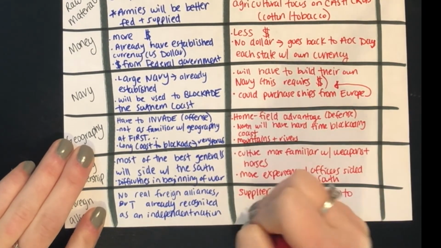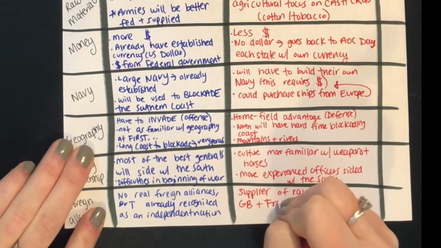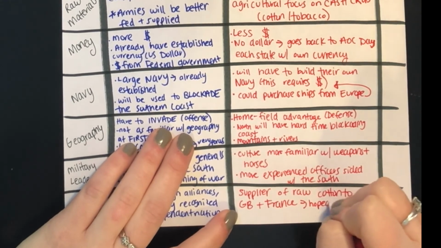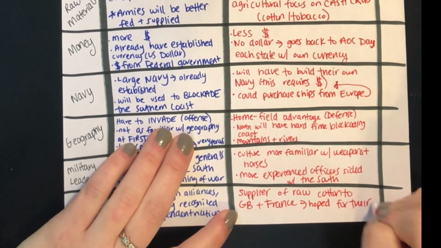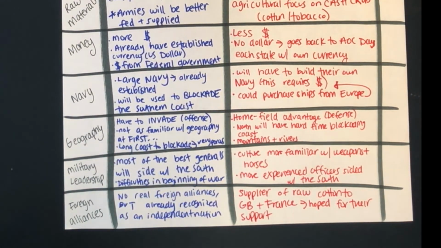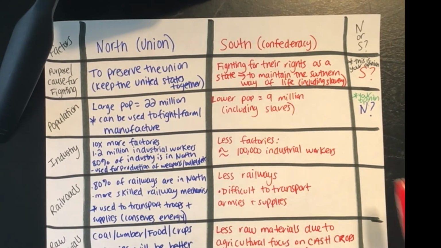Okay, the South, they are a supplier of raw cotton to Great Britain and France. So like the Patriots in the Revolutionary War, they hoped that they could prove themselves so that they could get their support, but this is far from guaranteed.